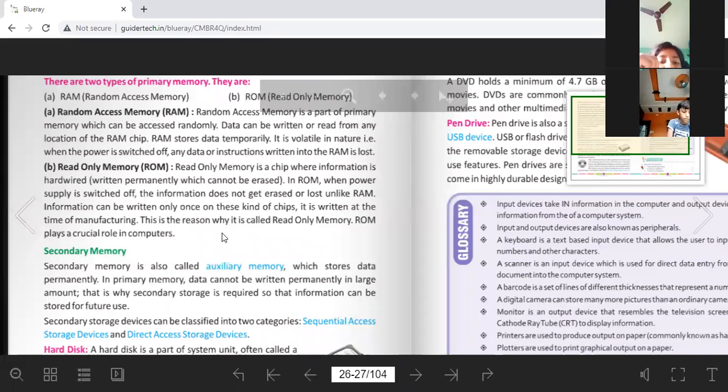ROM plays a crucial role in the computer. Whenever the system of a computer is made, whatever technical things are there in the computer, we use a ROM chip. In the ROM chip, whatever data is stored is stored permanently. That is why the name itself suggests read-only memory. That is, we can only read it. We can neither edit it, nor delete it, nor change the information or data which is stored on the read-only memory. And it is a permanent storage.